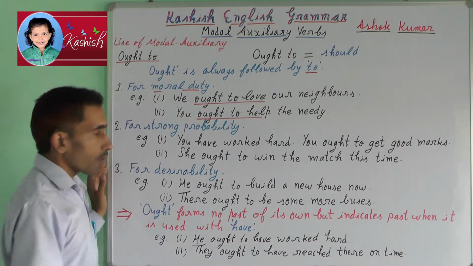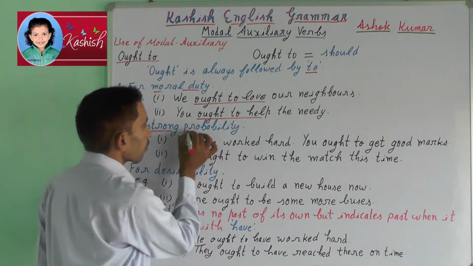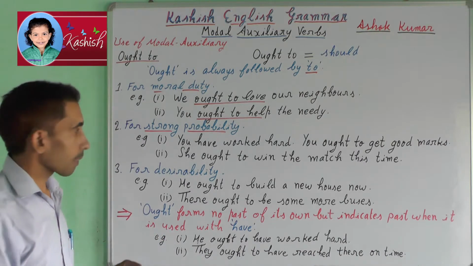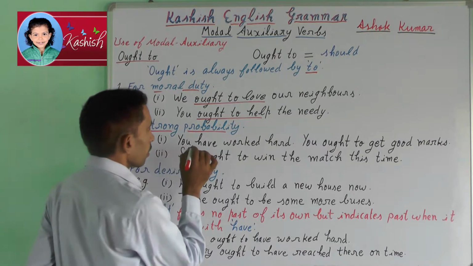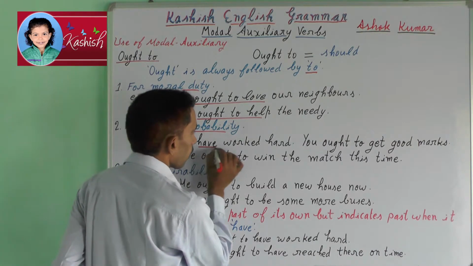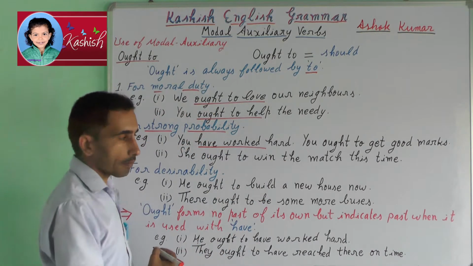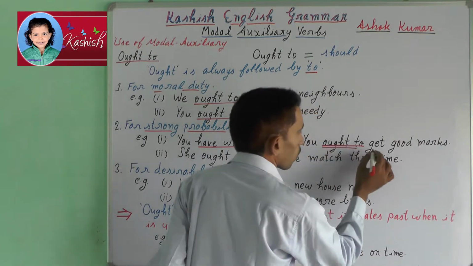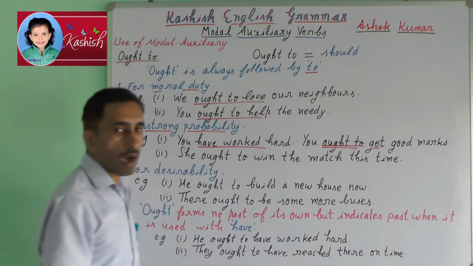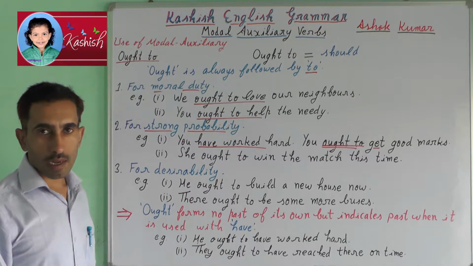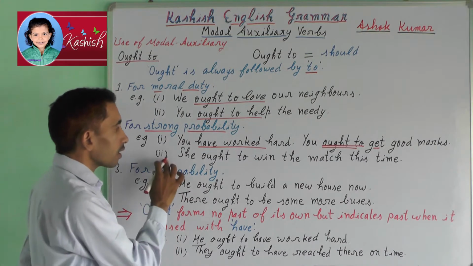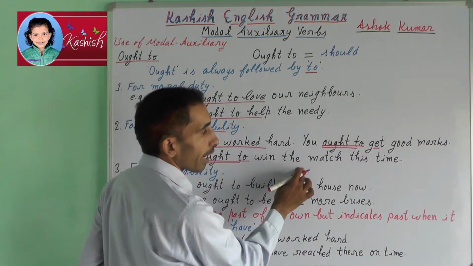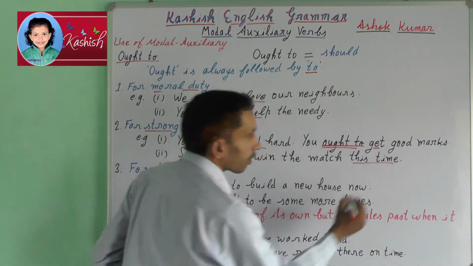Second, for strong possibility or probability. For example, you have worked hard. You ought to get good marks. Next, she ought to win the match this time.